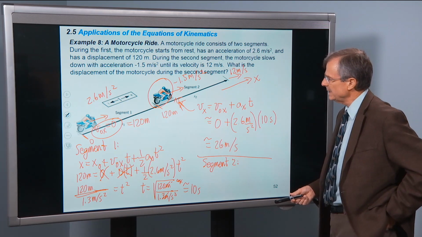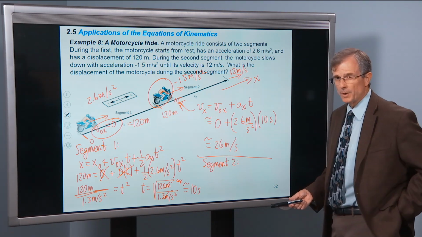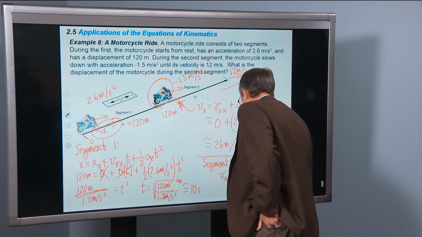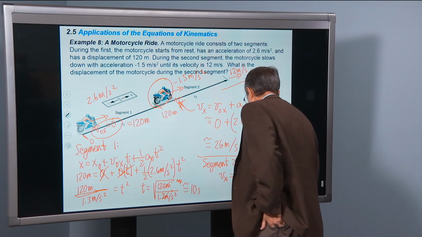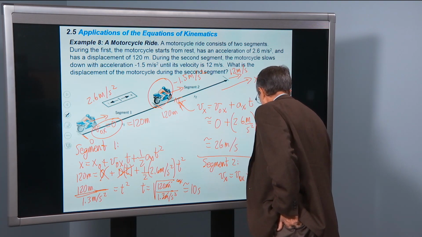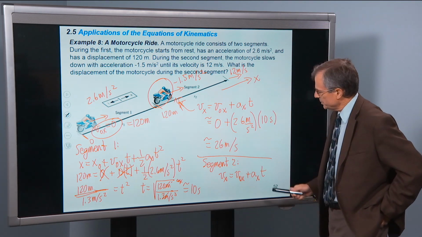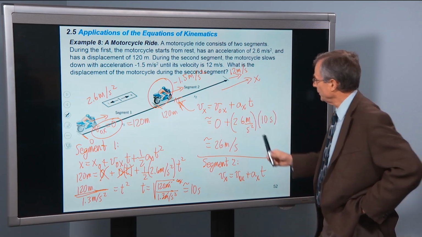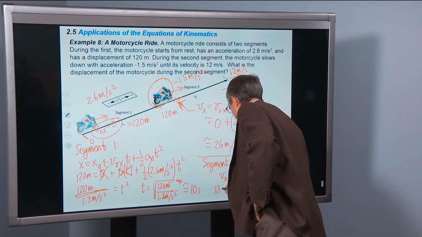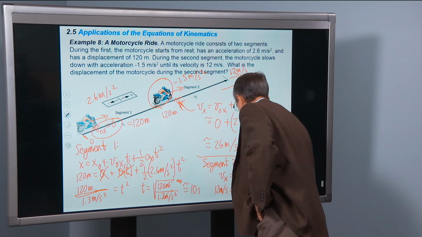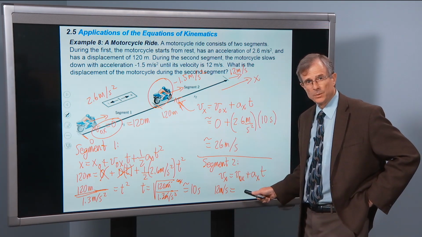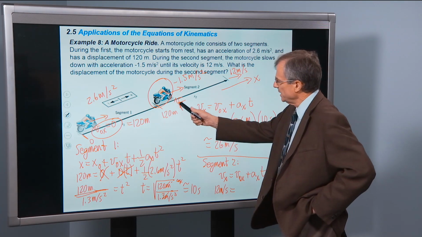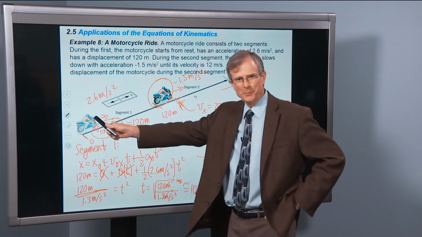And so the key here, you're going to attack this problem in the following way. Vx final equals Vx initial plus Ax times time. So what you'll do is plug in the final velocity of segment 2, which is 12 meters per second. The initial velocity for segment 2 is the final velocity for segment 1.